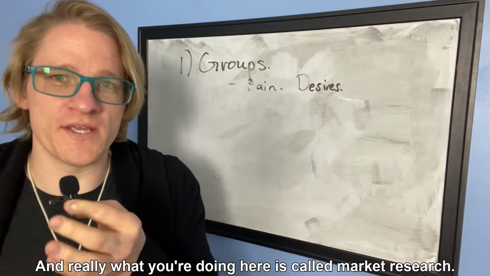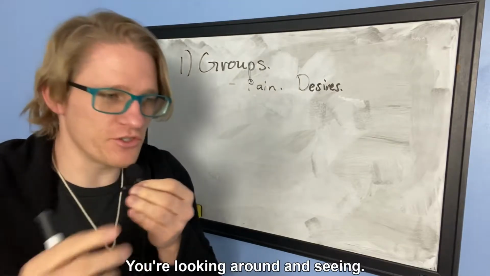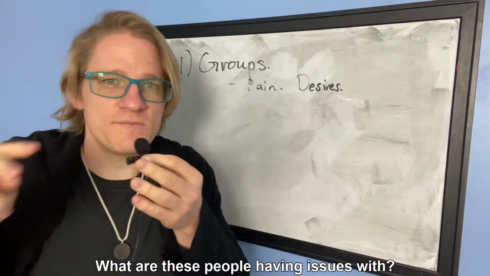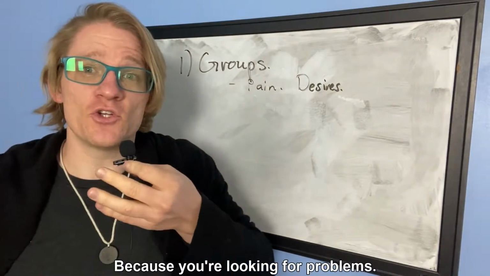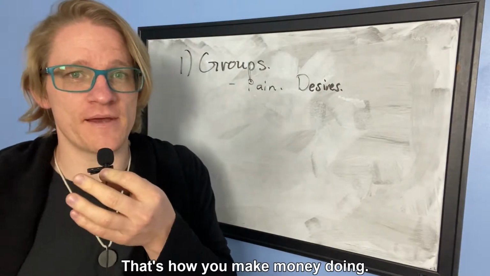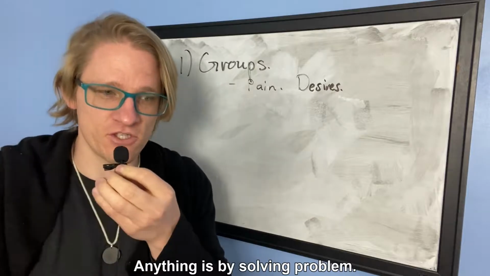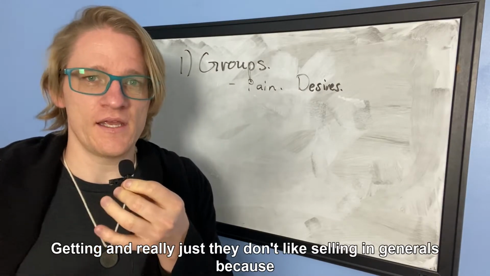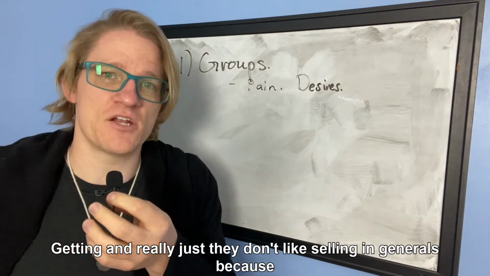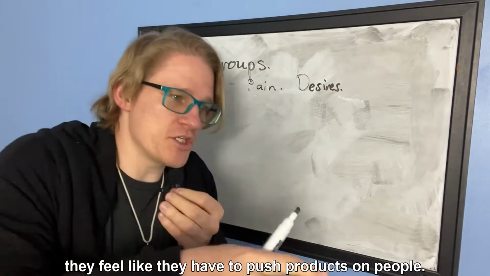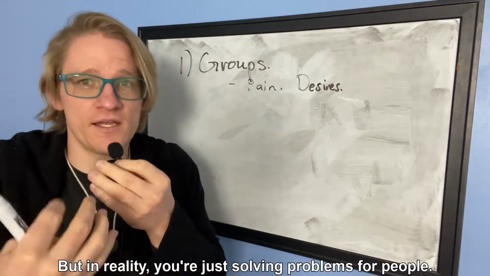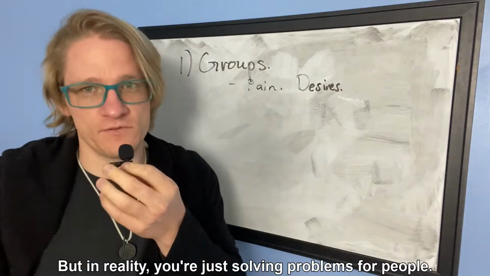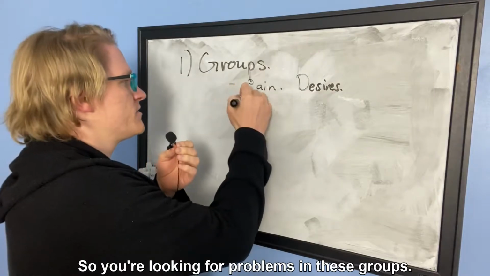And really what you're doing here is called market research. You're looking around and seeing, okay, what are these people having issues with? Because you're looking for problems. That's how you make money doing anything, is by solving problems. And this is why a lot of people struggle with selling and marketing, and really just don't like selling in general, because they feel like they have to push products on people. But in reality, you're just solving problems for people. So you're looking for problems in these groups.